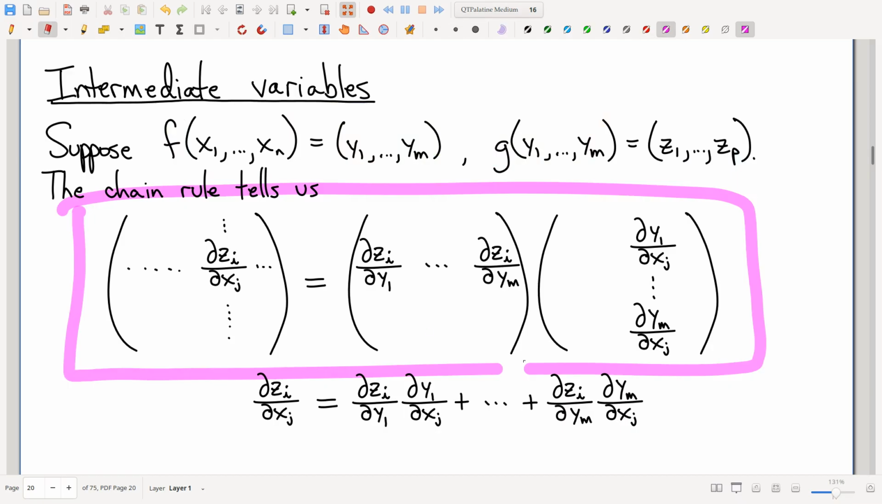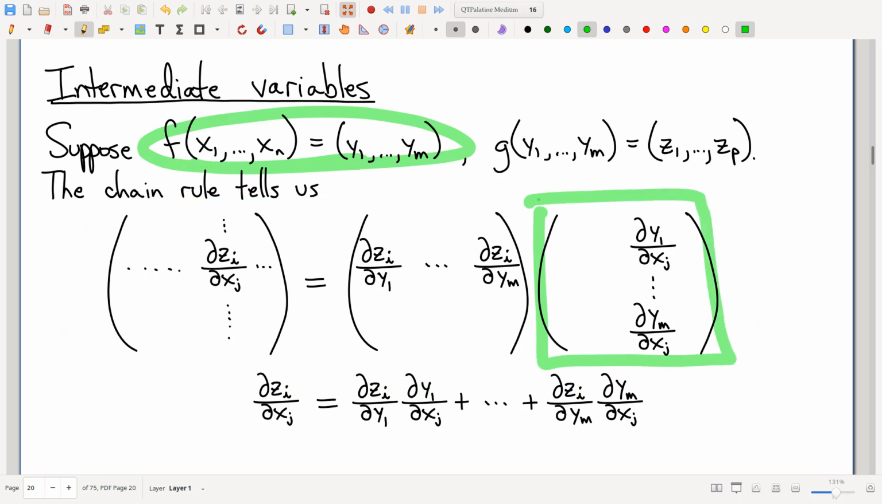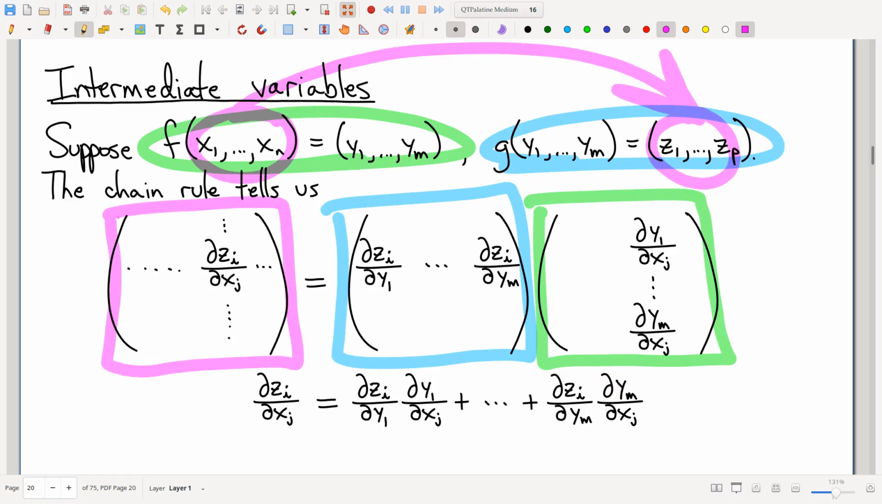Notice I have the derivative of this function here, made up of the partials of y's with respect to x's. And I've got the derivative matrix for this here. That's got the partials of the z's with respect to the y's. And notice I have the derivative of the composition here. That's got the partials of the z's with respect to the x's. So nothing happened. All I did here is expand the matrix form of the chain rule.